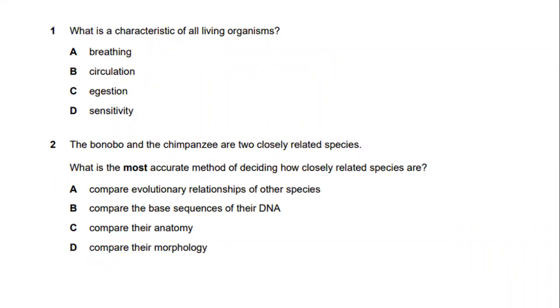First, what is the characteristic of all living organisms? If you can recall, in chapter 1, we studied the 7 characteristics of living organisms. The first is growth: all organisms begin small and then get larger by the growth of their cells. Number 2 is movement: all organisms are able to move to some extent. Most animals can move their whole body from place to place.